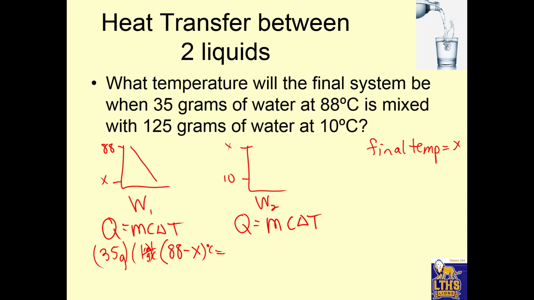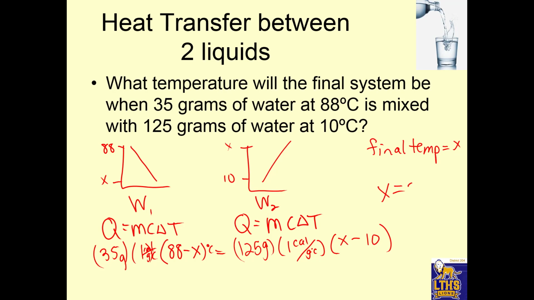On the other side, this water's temperature is going to go up, and that was 125 grams. That was its mass. Its specific heat is 1 calorie per gram degree Celsius. And the temperature change is going to be X, the bigger, minus 10, the smaller. Okay, so you break this out and you solve for X. Make sure you can do the math.